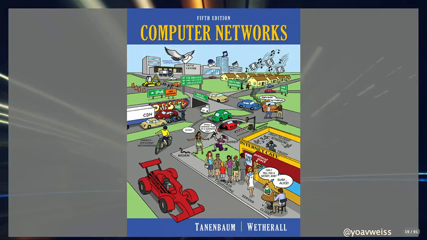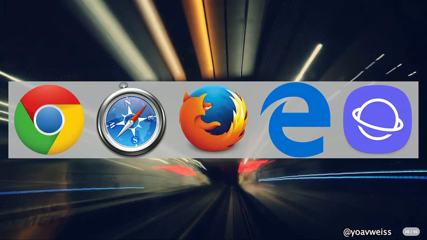So if we'll use a metaphor, the internet is the roads, the web is the interconnected cities on those roads. URLs are the road signs, and the browser is the vehicle we use to get from one location to the next. So how do browsers load web pages?